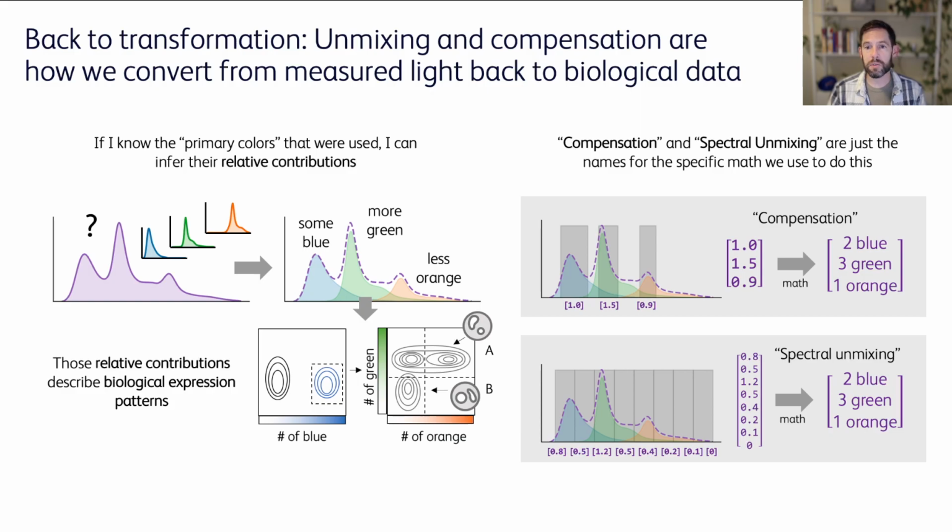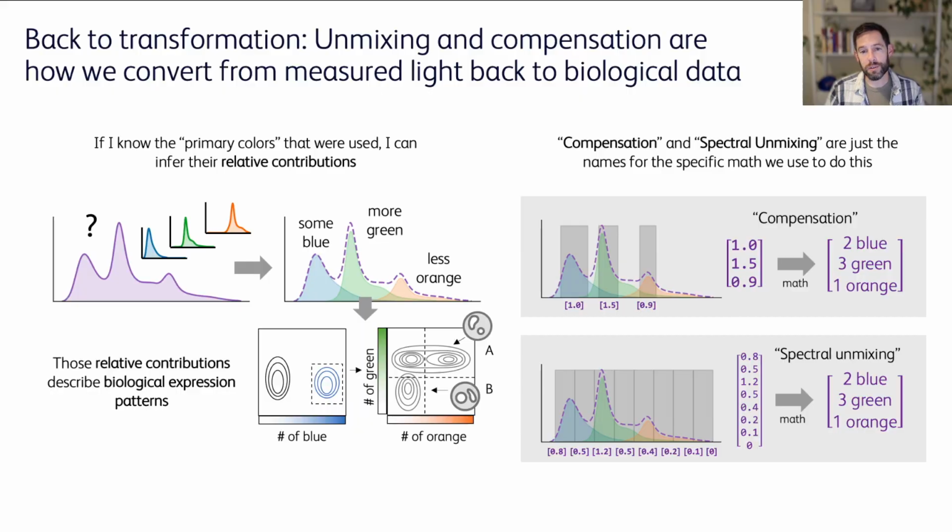Compensation that you may be familiar with and spectral unmixing that's a little newer, those are just the names for the specific math that we use to do that process of inference, to go from the color I measured and my knowledge of the underlying single colors to our estimate of the final amount of each single color that would best explain the signal that I saw.